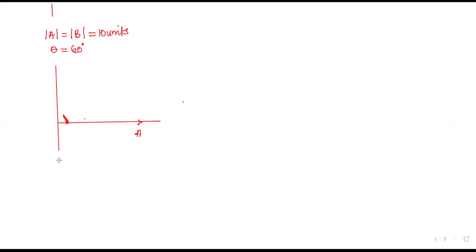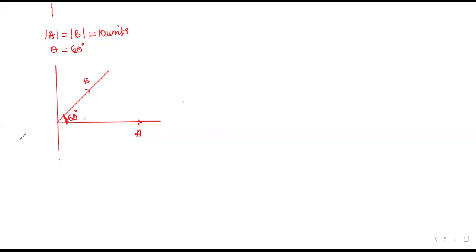Yes, sir. Okay. Before I can locate the other one, B, I must measure an angle of 60. Then I locate B. So this is also B. And the angle separating them is 60 degrees.